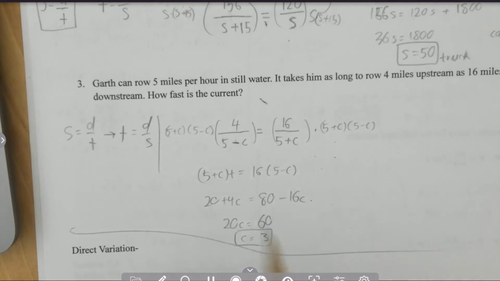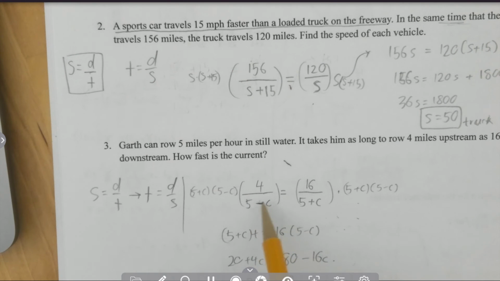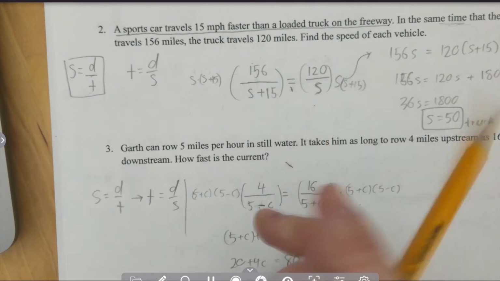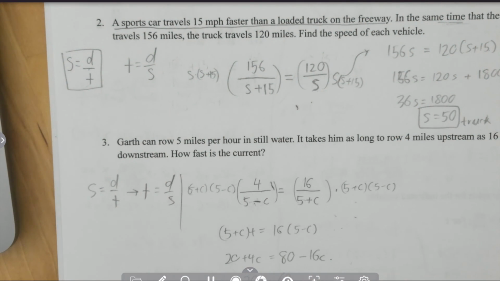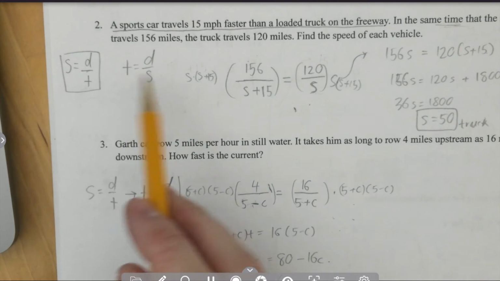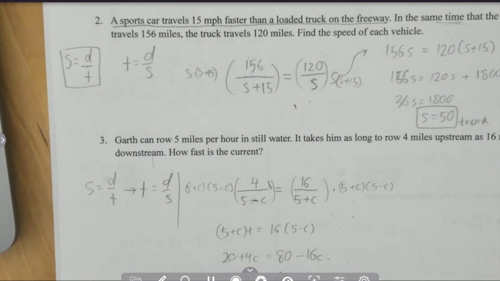So the key takeaway that took me a while to wrap my head around was, be careful of reading. Are you going with or against? Are you adding or subtracting? Speed plus 15, where does that plus 15 go? Make sure you get it on the right vehicle, otherwise things are going to be incorrect. And then secondly, remember that speed is ultimately distance over time, and you might have to rearrange that formula to apply it to the verbiage of your problem.